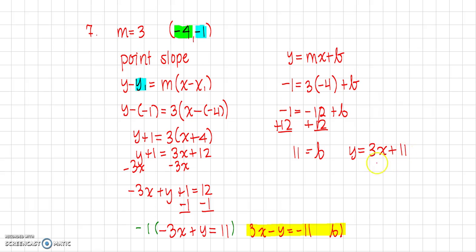I'm going to subtract 3x, which gives me negative 3x plus y equals 11. And I have to end up multiplying all the way through by negative 1 again. And you can see you get the exact same thing.